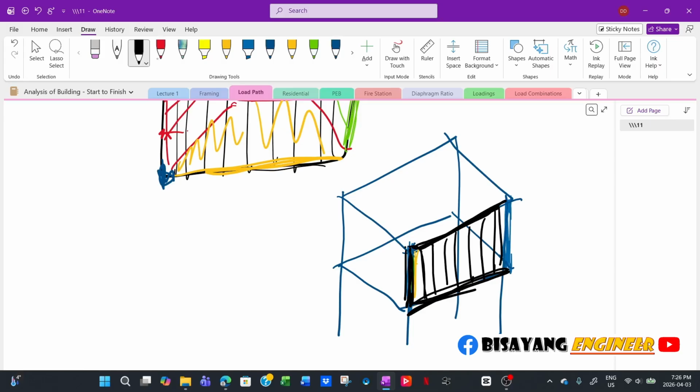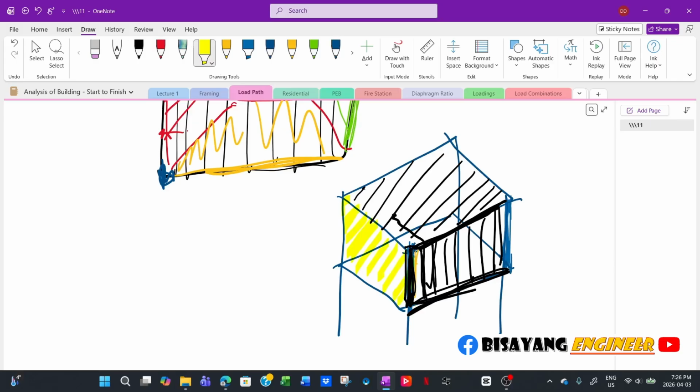But if, for example, you assign this roof as a diaphragm, then all the loads from your wall will be transferred to your beam, but instead of to the column, it will transfer through your diaphragm and into these walls here. So that's why it is important to identify the load path before you even start your design, so that you know where to apply the loads.